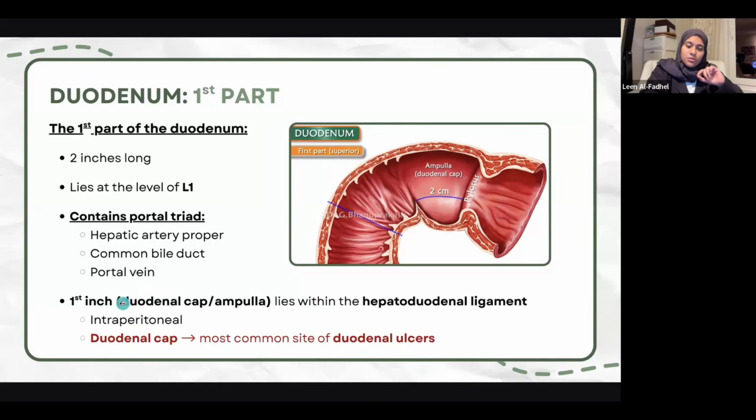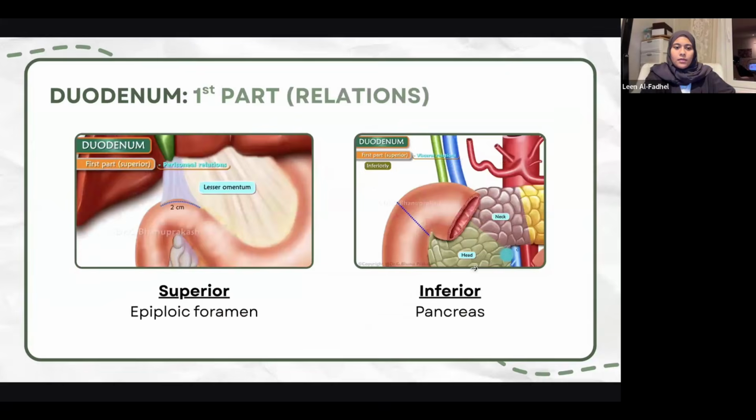Now, this is what I was talking about earlier. The first inch is called the ampulla or the duodenal cap, okay? And it lies within the hepatoduodenal ligament, okay? It lies within a ligament. So what does that mean? It's intraperitoneal, okay? Now, the duodenal cap is the most common site of duodenal ulcers. Fun fact. And it's an important fact. Keep this in mind. They could easily give you an MCQ about this.